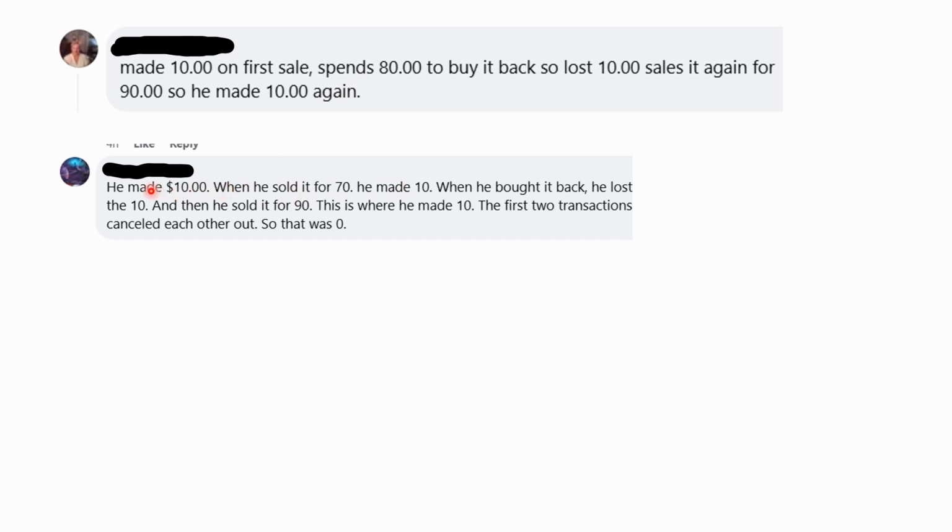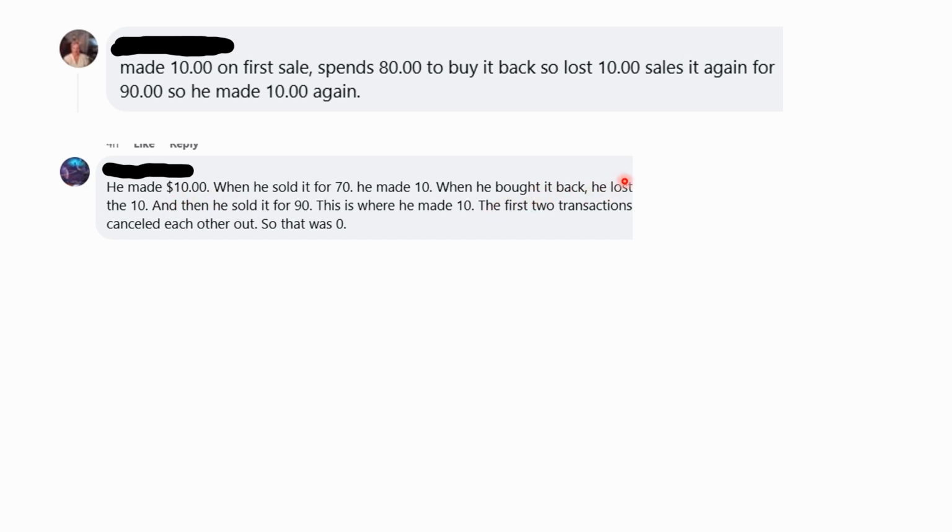But this one here is saying he made $10 when he sold it for 70. A lot of people get the first part right. They still somehow think he only made $10 total. Most of the people that say that understand that when you bought it at 60 and sold it for 70, you made 10. But then I think the fact that he paid more the second time throws him off. It says when he bought it back, he lost the 10. So that's what they're not really doing, the math. They're just going on a feeling in their head that something's not right when you sell it for 70 and buy it back for 80. That just throws people off.